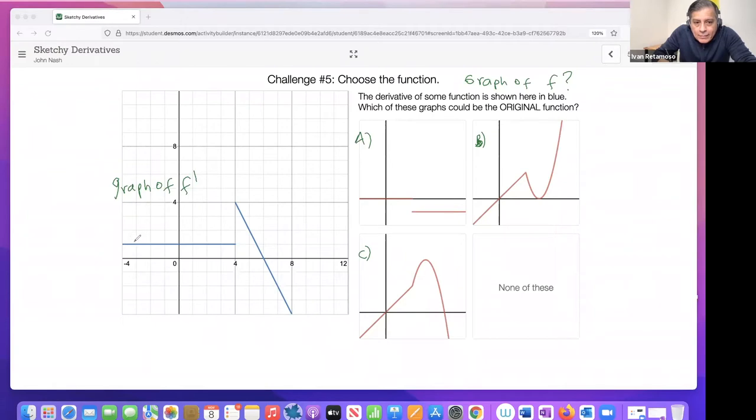If the derivative is a constant function, just like the one that we saw at the very beginning, the first challenge, remember the original function was like this, and we got a constant function. So let's look for that shape. Maybe this, or maybe this. It cannot be this, right? If this is the derivative, it comes from a linear function. So perhaps this, perhaps this.